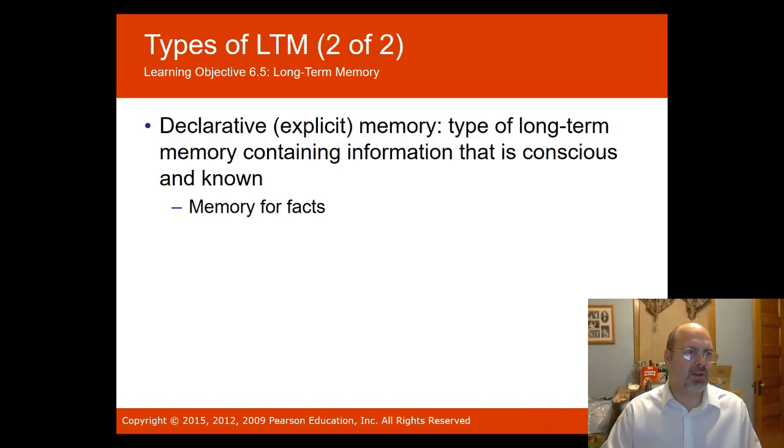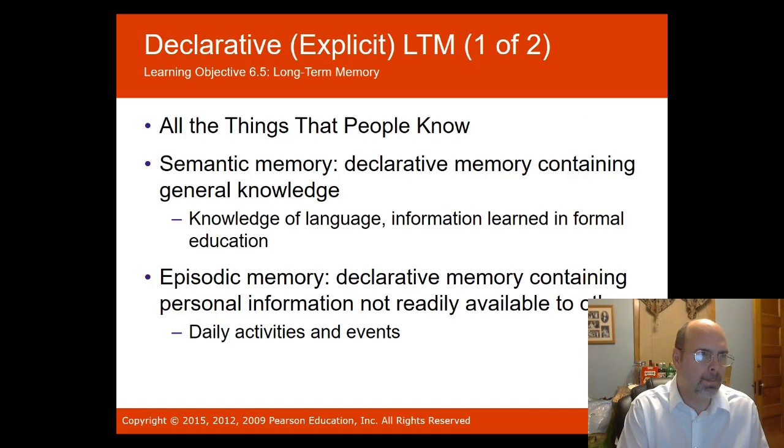Okay, next is declarative or explicit memory. This is our conscious memory. This is a type of long-term memory that includes information that's conscious and known. This is any information that people can learn and know. So all the things that people know is explicit memory. Semantic memory is learning of words, language, everything you learn in formal education. For instance, everything you are quizzed on in Jeopardy is semantic memory.